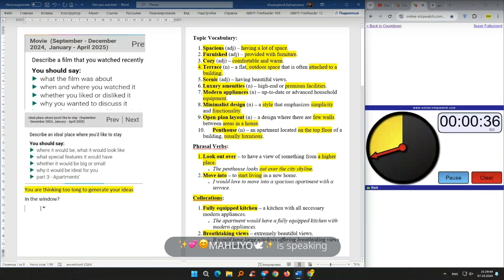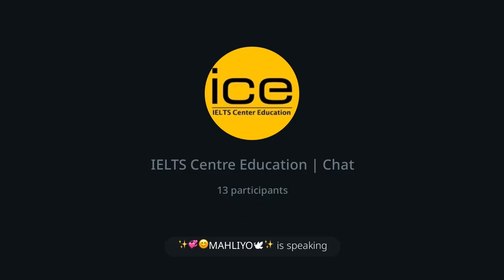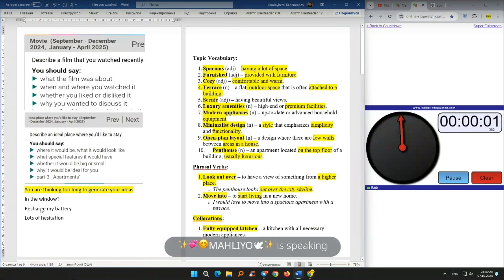And when it comes to the furniture, it would be a more furnished place which can offer a fully equipped kitchen where I can cook with ease. Thank you. My conclusion.